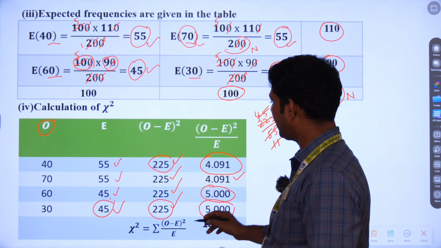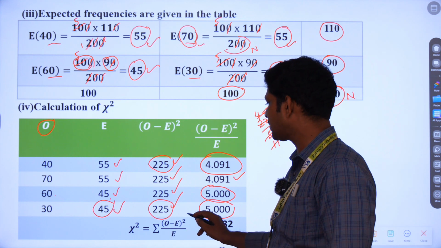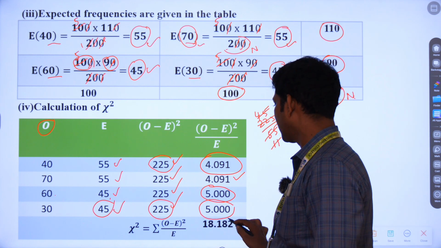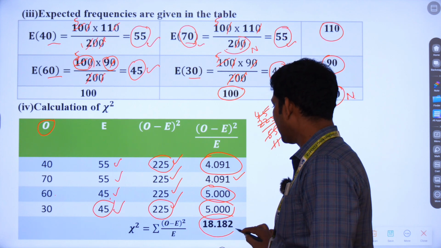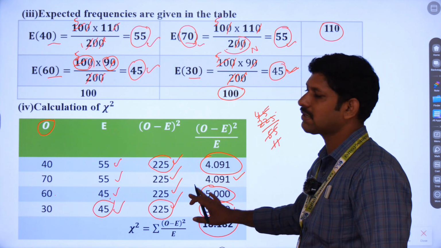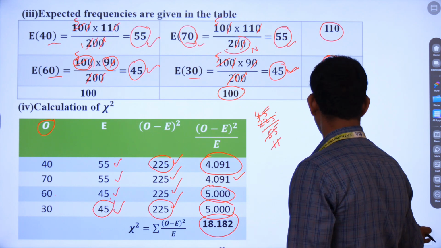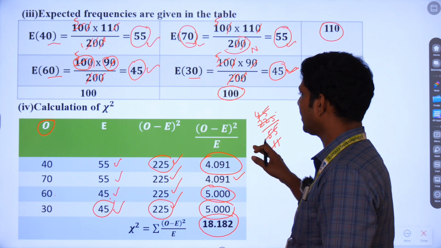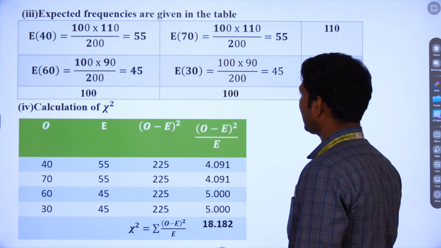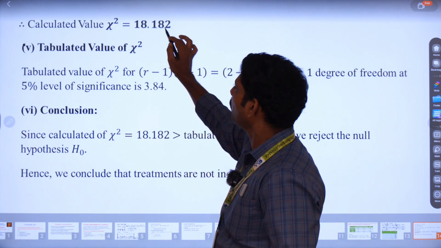So we need to sum the values. That is the chi-square formula: the sum of observed minus expected, squared, divided by expected. That's why it becomes 18.182. So this is the calculated value. Now we need to get the table value. So clearly, the calculated value is 18.182.